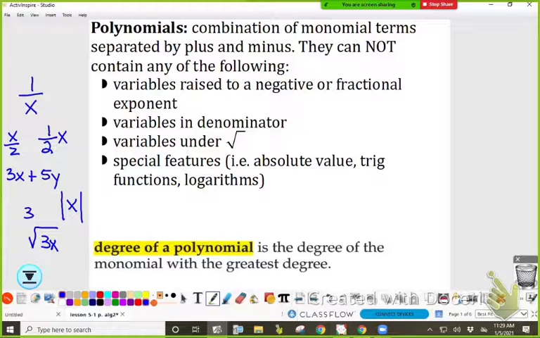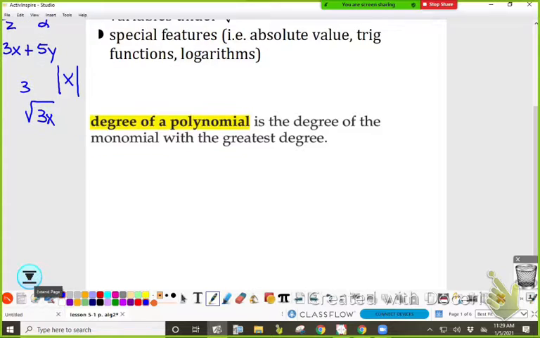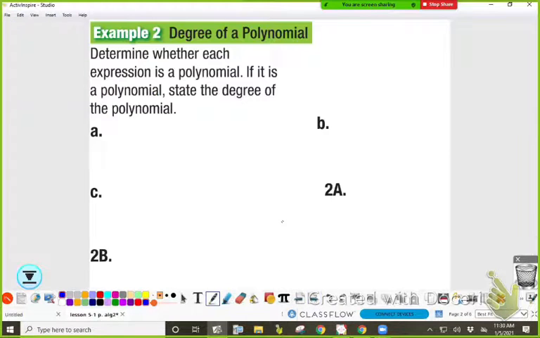The degree of a polynomial is the degree of the monomial with the greatest degree. That's a definition with the word degree in it too many times. I'm going to tell you what that means on the next page. I'm going to add something in really quick, which you guys have seen these words before, so hopefully it'll just be a quick review.